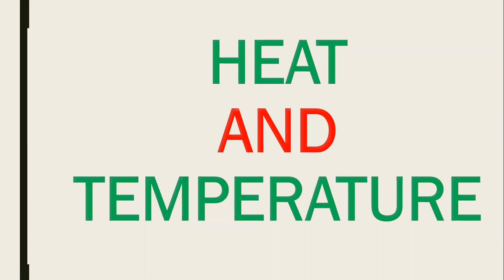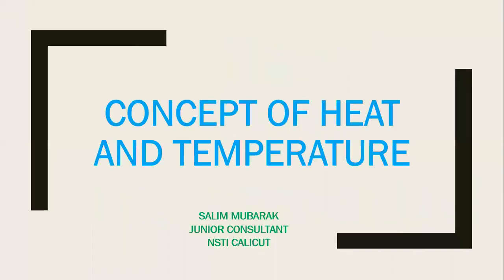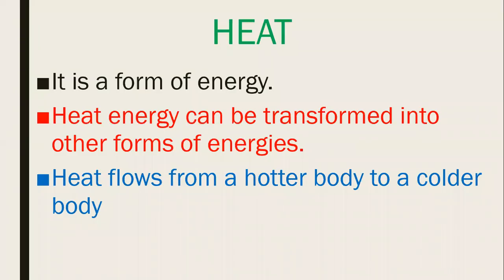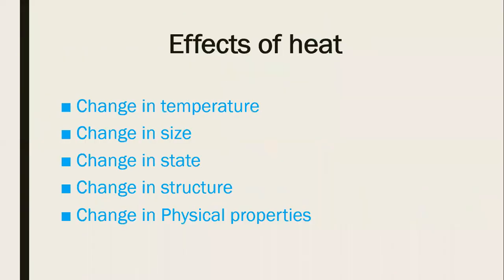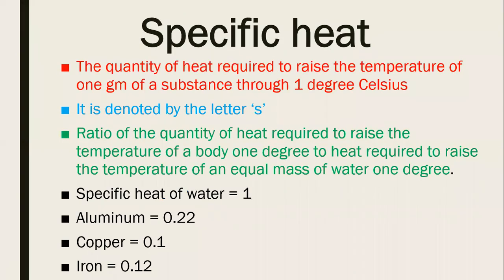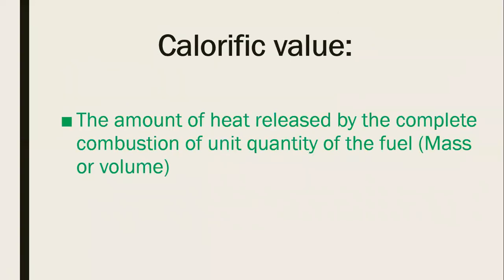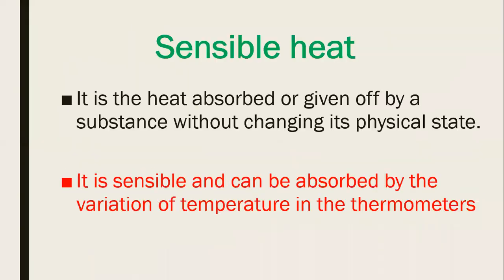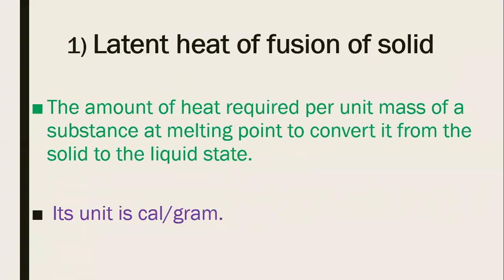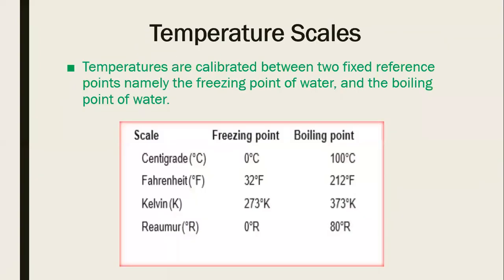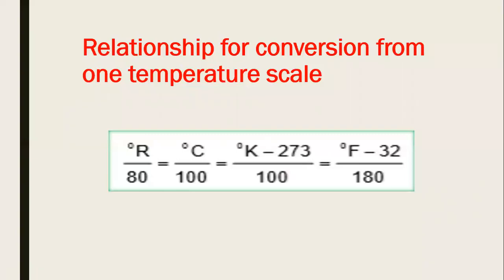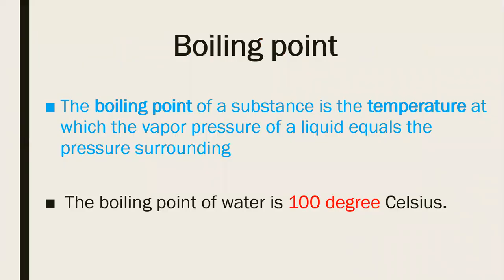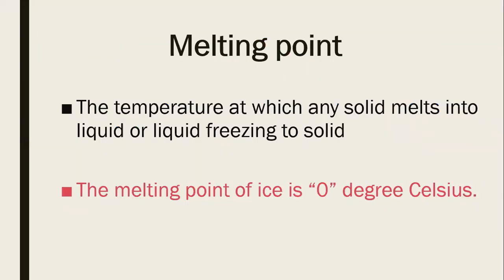In the last class we discussed the basics of heat and temperature. First, the concept of heat and temperature: what is heat, units of heat, effect of heat, specific heat. We discussed thermal capacity, calorific value, water equivalent, types of heat, sensible heat, latent heat, and then temperature, the temperature scale, the relationship for conversion from one temperature to another, boiling point, what is the boiling point, what is the melting point.